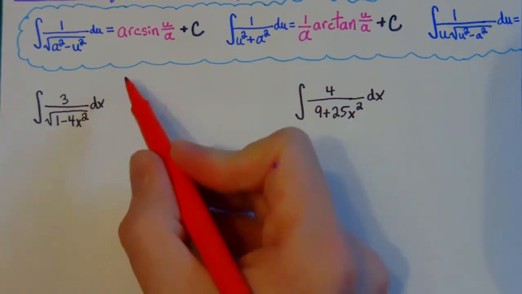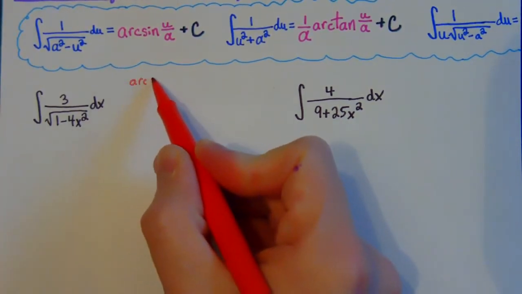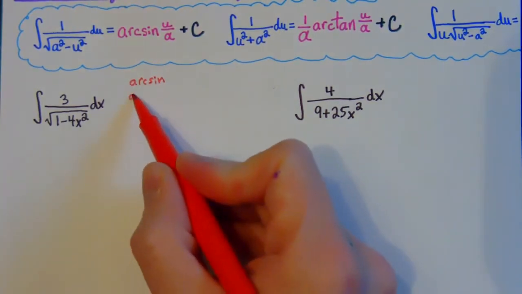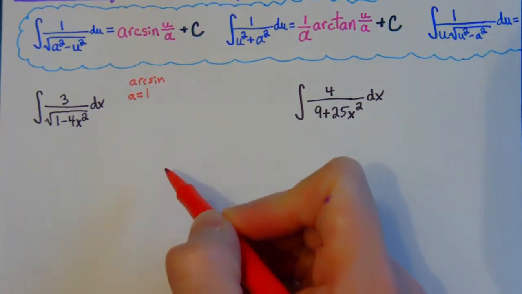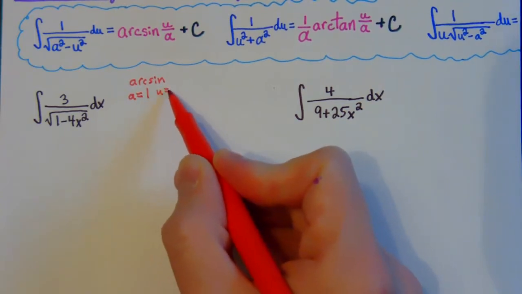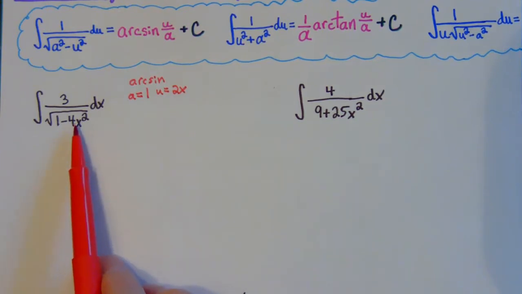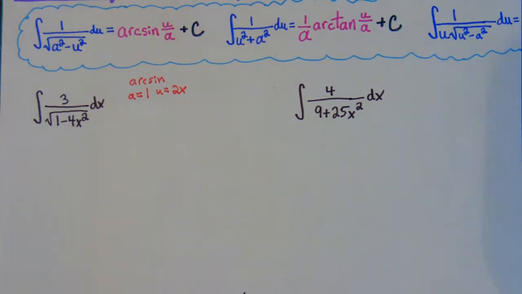Once I recognize this is an arcsine pattern, I'll typically just jot that down for myself. Hey, this is an arcsine pattern. And I'll write down my a is that number part that's being squared. My u is the variable part that's being squared, which is a 2x, because if you take a 2x and square it, you get that 4x squared right there.